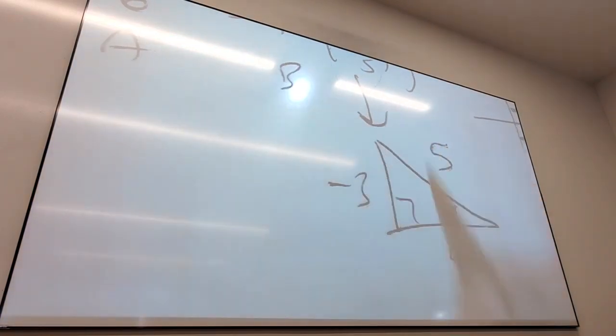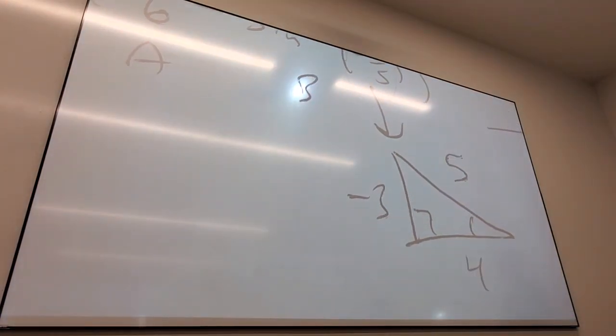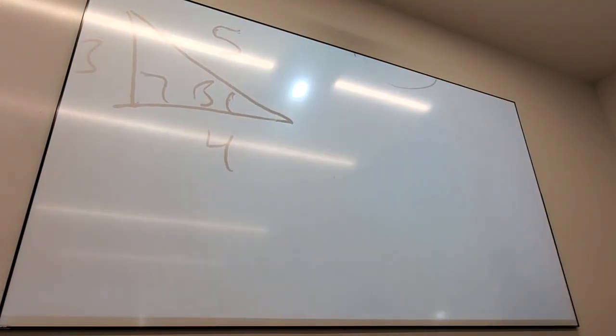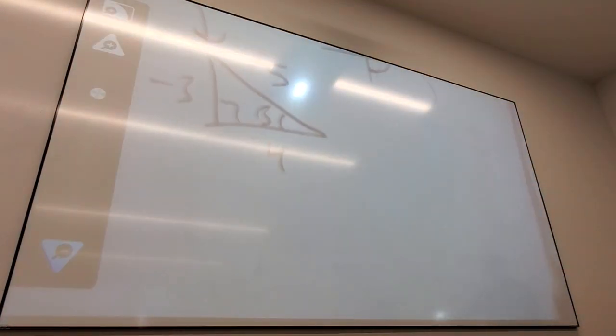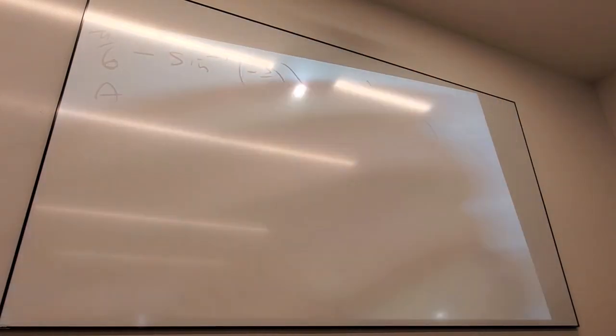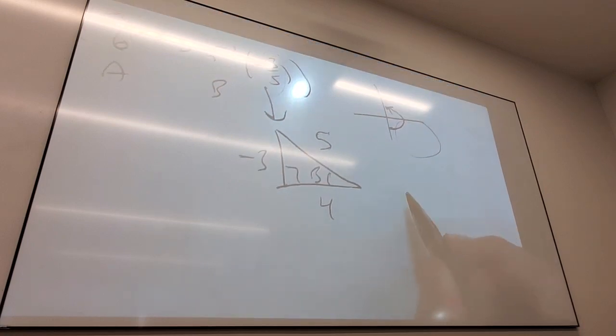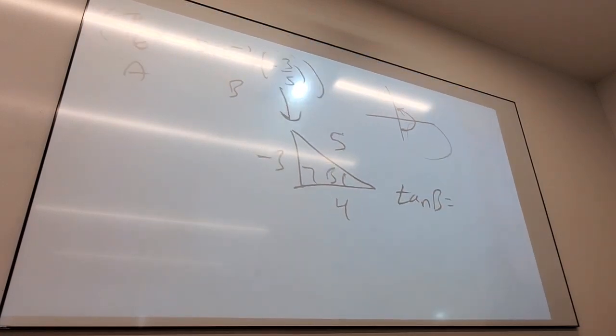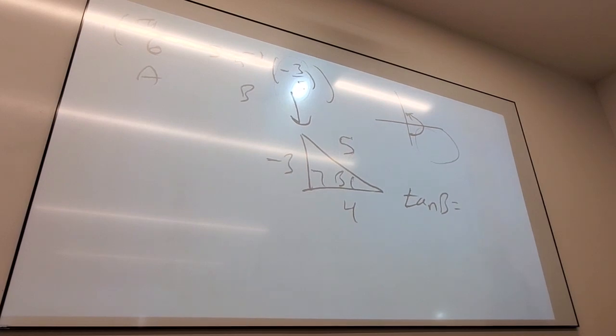So if I call this A and I call this B, so this is B. What's the tangent of B? Negative 3/4. Is that cool?